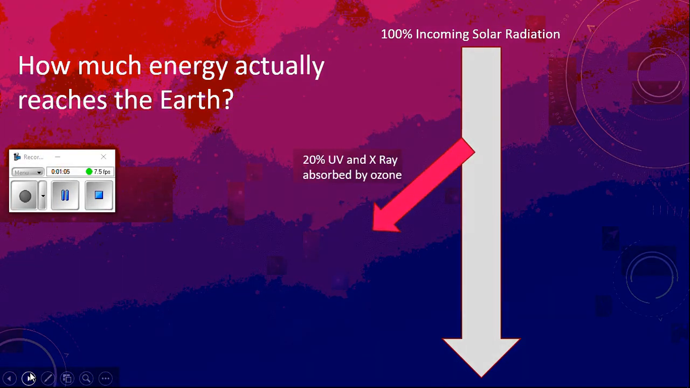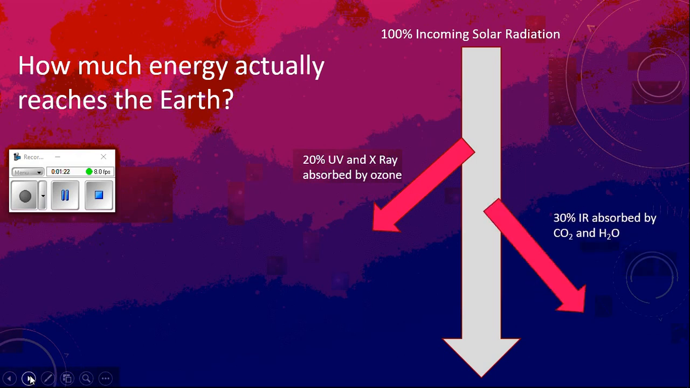Only 20% of it is going to be UV and X-ray, and that UV and X-ray EMR is absorbed by the ozone in our atmosphere. That's what protects us from getting severe sunburns. 30% of that incoming EMR is infrared, and that gets absorbed by the carbon dioxide and water in our atmosphere. There's something else that happens with that absorbed electromagnetic radiation. We'll talk about that a little bit later on.